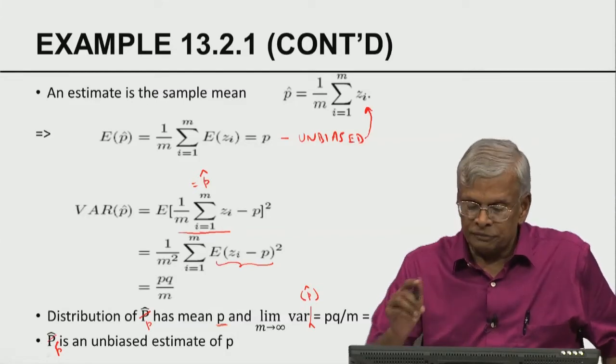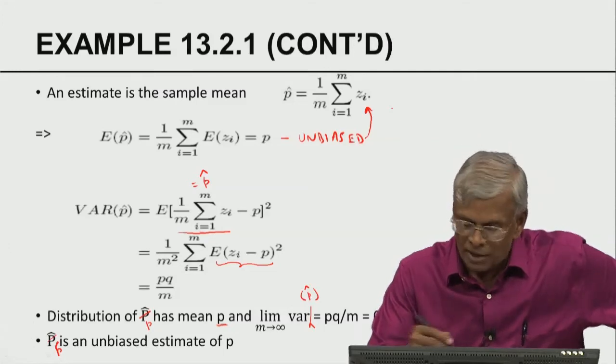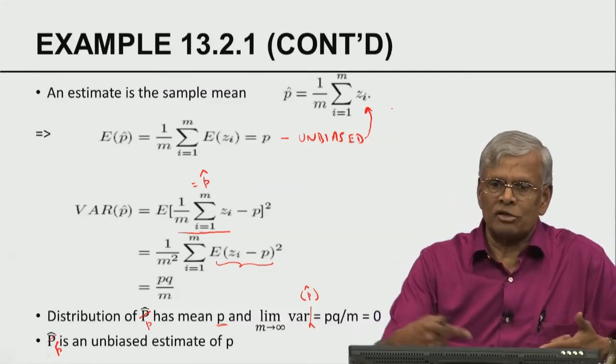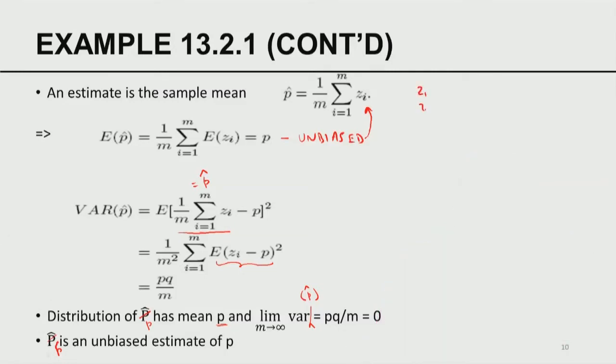So you can think of z as the set of all observations. I would like to go back to the structure of the estimator. So what is it that we have? The observations are z1, z2, up to zm, that is the vector that is given to us, that is z.